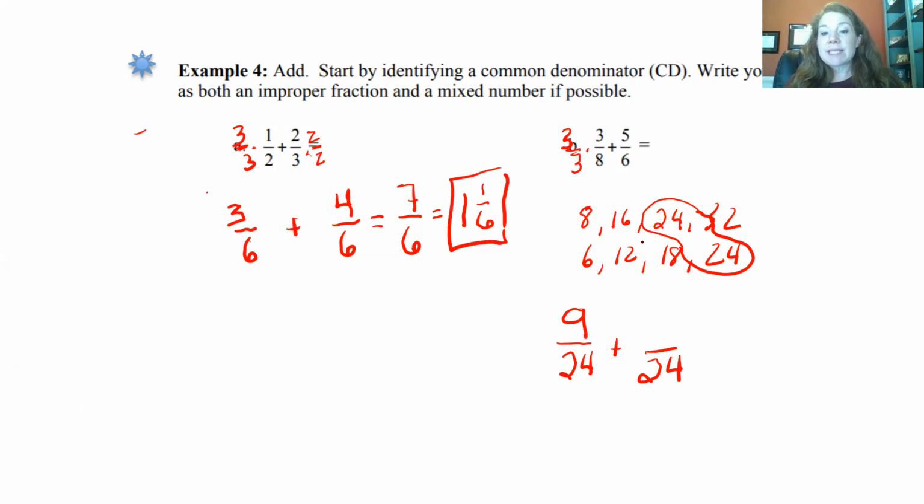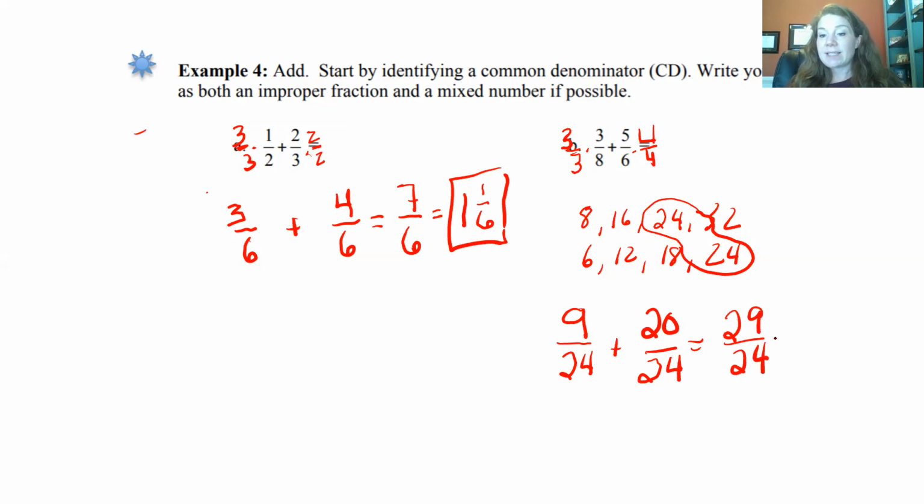So how do we get from 6 to 24? We multiply 6 times 4. If we multiply the bottom by 4, we're going to multiply the top by 4. So 4 times 5 is 20. So 20 plus 9 is 29 over 24.